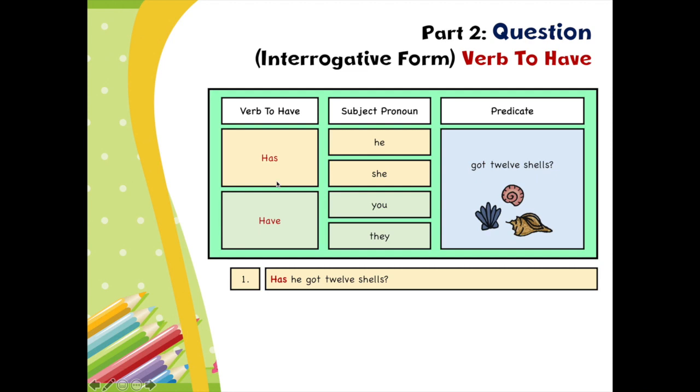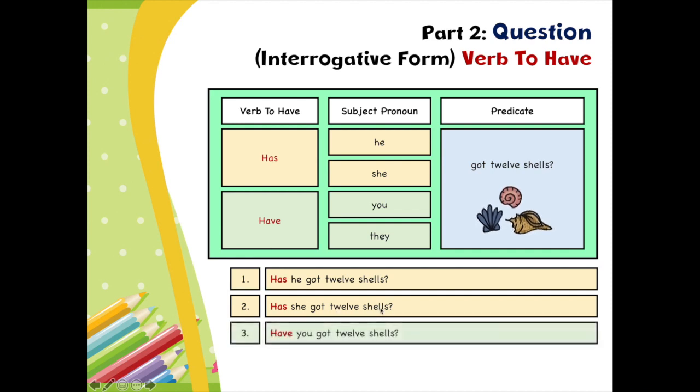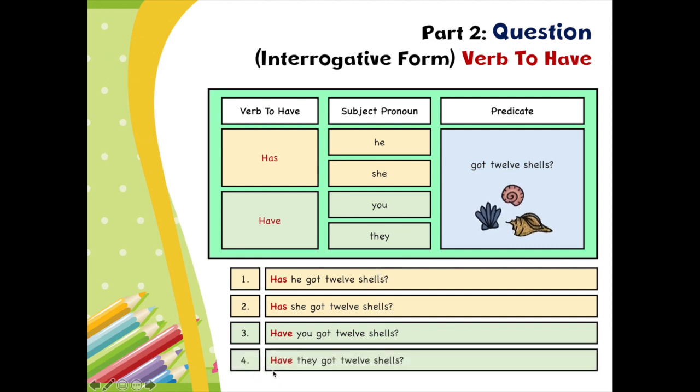Number 1, has he got 12 shells? Number 2, has she got 12 shells? Number 3, have you got 12 shells? Okay, this one is taken from here. And number 4, have they got 12 shells? So for he and she, you have to use has because they are singular. For you and they, you have to use have because they are plural.